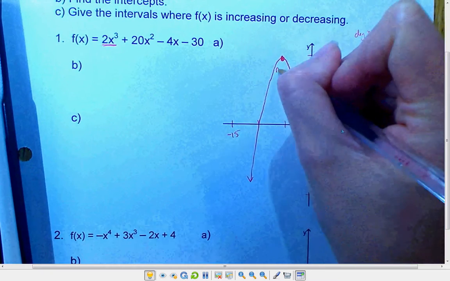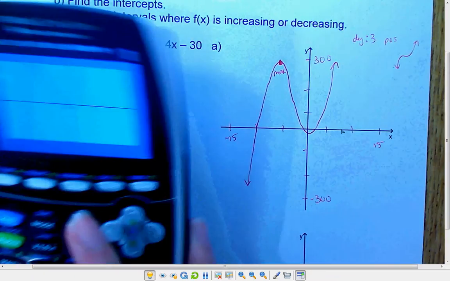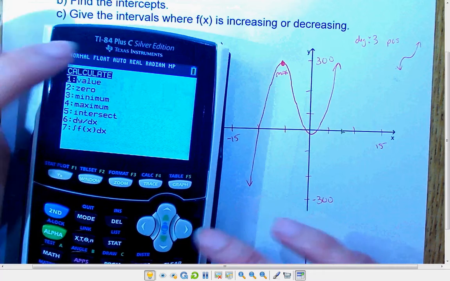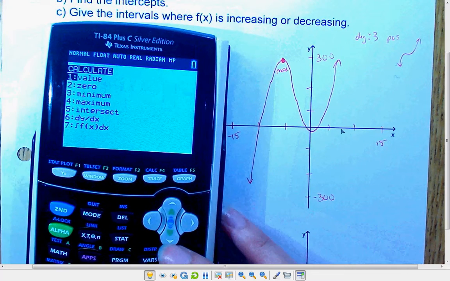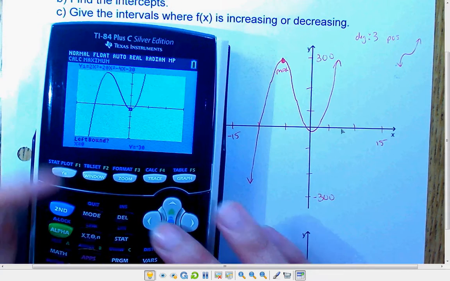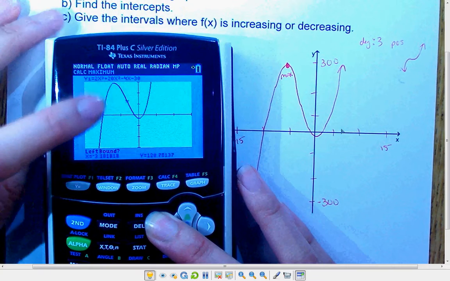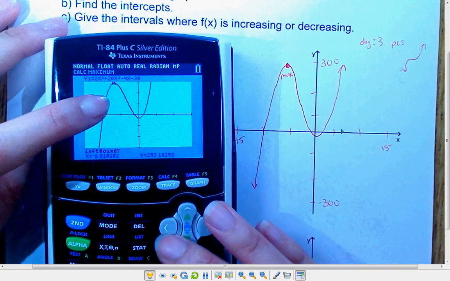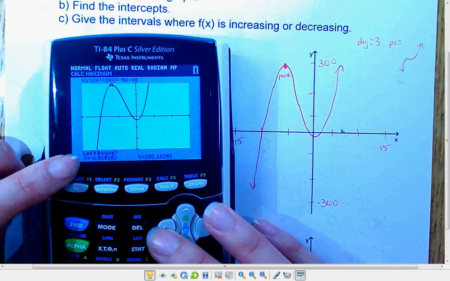So to find this point, I'm going to use second calc, and maximum is number 4. So I'm going to press number 4. And then since I'm looking for this point up here, I'm going to go all the way up here. This is my maximum. The first question they're asking you is left bound.